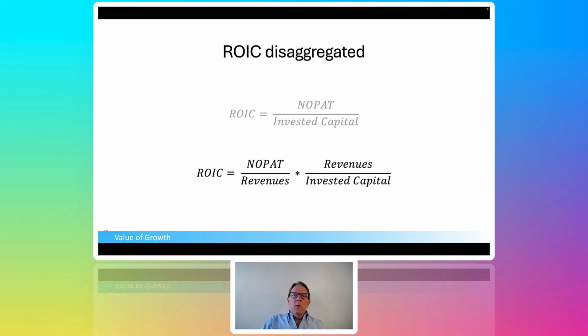Now, what's kind of cool is we can separate this equation. We can pull it apart and now say that ROIC equals NOPAT divided by revenues times revenues divided by invested capital. And you'll see in a minute why that's a powerful construct. The ratio on the left is clearly a profitability measure, how much money I make for a dollar of revenues. That's my NOPAT divided by revenues. The ratio on the right is revenues divided by invested capital. That's effectively an efficiency measure. And the nice part is ROIC is the product of those two. We're going to use this disaggregation in our analysis.